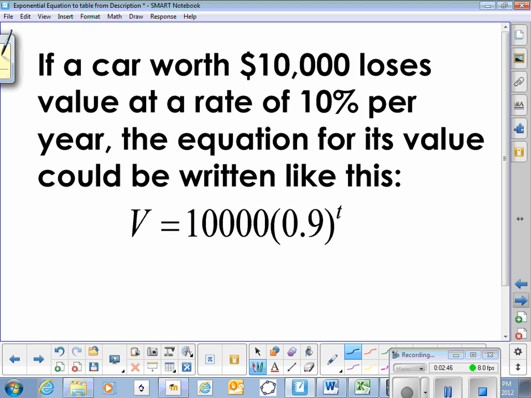So if a car is worth 10,000 and loses 10% in its value per year, the equation for its value could be written like this. V, representing the value, equals 10,000 times 0.9 raised to the t. So the full value would be 1, multiply 10,000 by 1. 1 minus 0.1, that 10%, would be 0.9. So I multiply by 0.9 every year, then raise that to the t power for how many years.